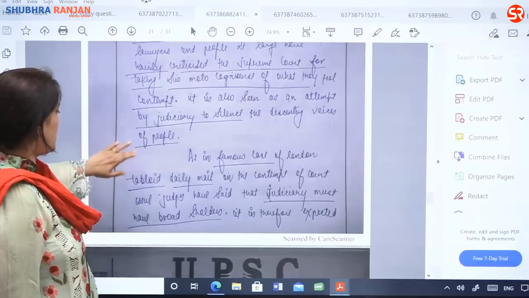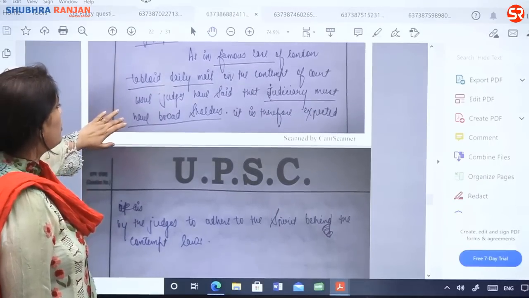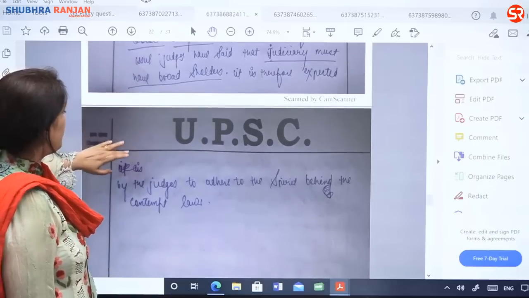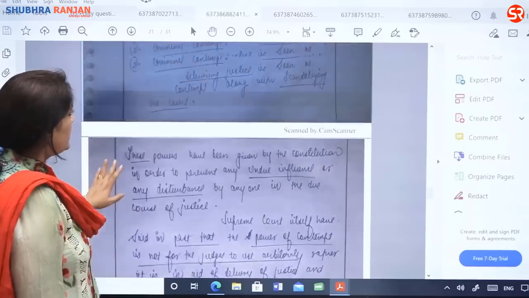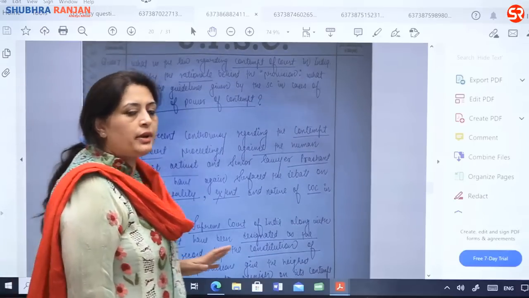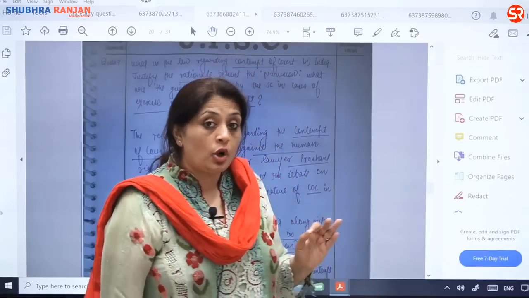As in the famous case of the London tabloid Daily Mail on contempt of court, judges have said the judiciary must have broad shoulders. It is therefore expected of the judges to adhere to the spirit behind the contempt of court. This is a probable question, so I have prepared a very comprehensive answer. You can have a look at it.